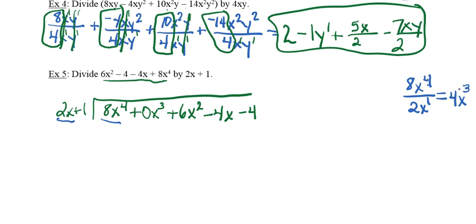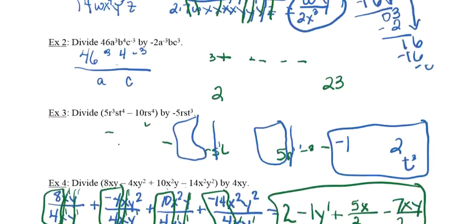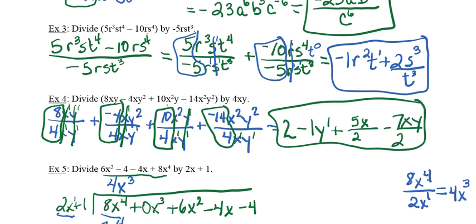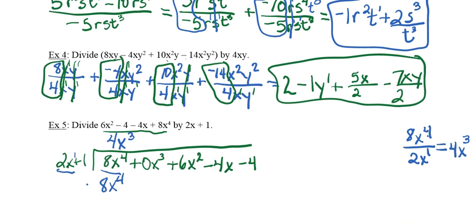The 4x cubed is what goes on the top. Now if I multiply, 4 times 2 is 8, x to the third times x to the first is x to the fourth. Now if we look back to our long division algorithm, once we get this number down here on the bottom, we are subtracting. That's the key here. So I am going to subtract this.